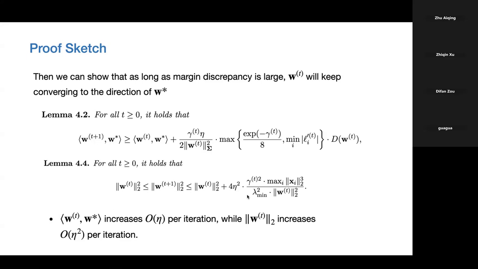And the slow increase of the norm is because the gradient is always orthogonal to the data points, or orthogonal to WT. So that leads to a slow increase of the norm of WT.